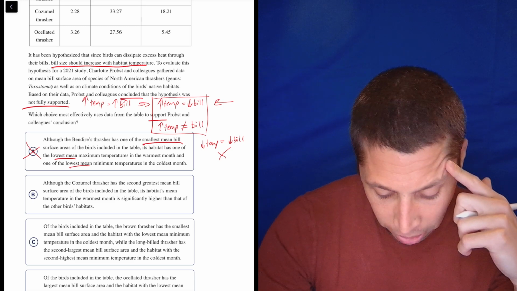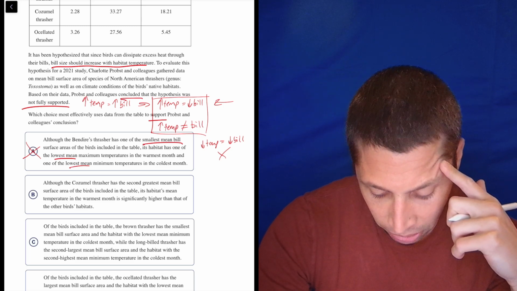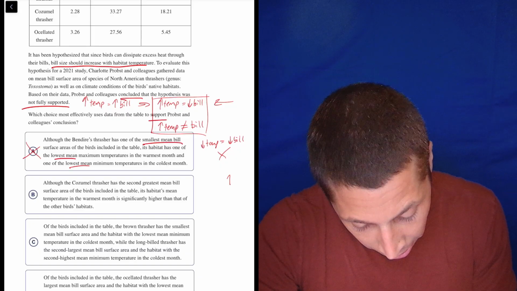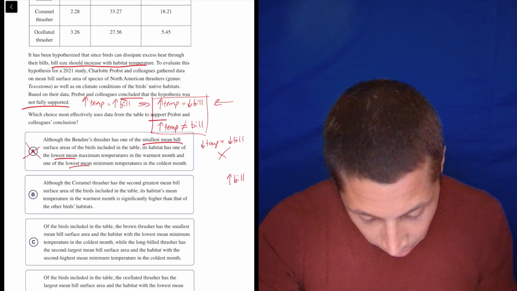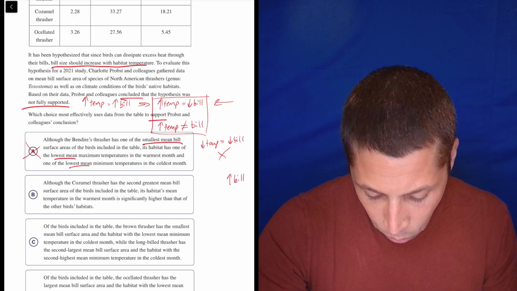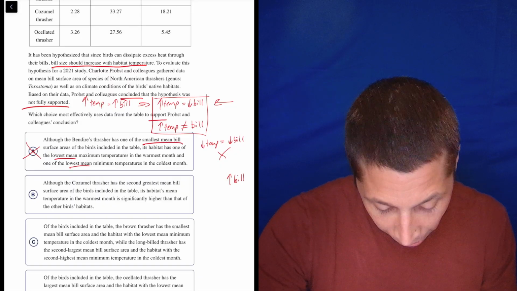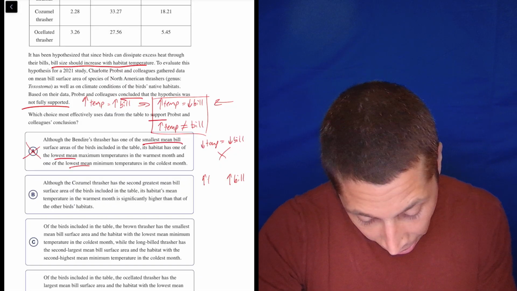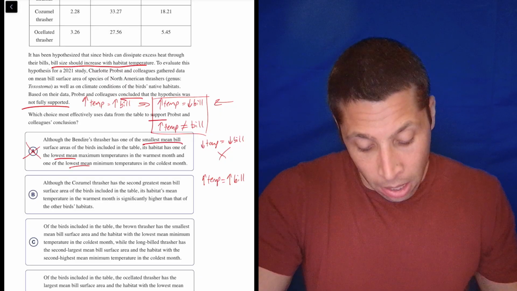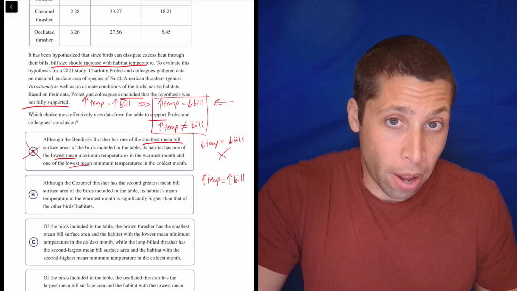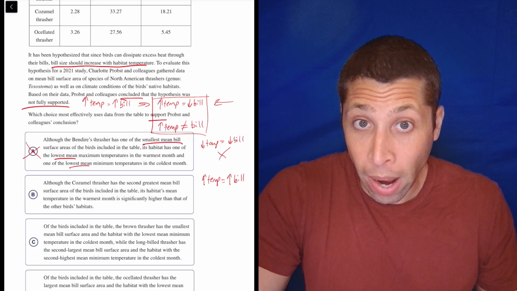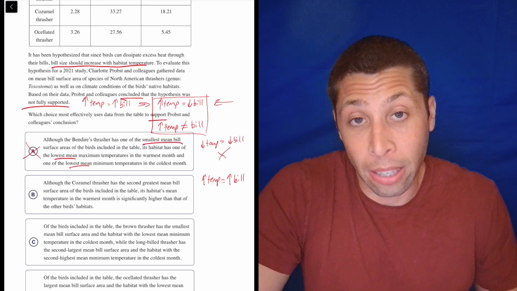Although the cosmel thrasher has the second greatest mean bill surface area of the birds included in the tables, this is a big bill. Its habitat's mean temperature in the warmest month is significantly higher than that of the other birds' habitats. Okay, so this is also saying high temp. So again, this feels like the opposite of what I want, right? I mean, these arrows are going in the same direction and they're both going up. So this is almost exactly what we were told originally.